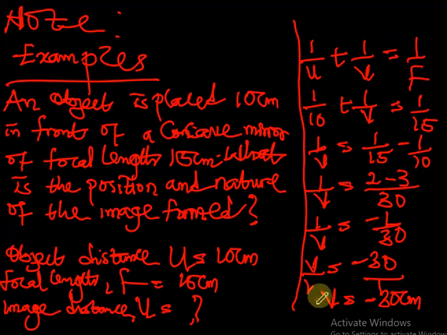Now this v here gives you the position. Now how do I get the nature? Take note, the image has a negative sign. That means the object is real while the image is what? Virtual. That is it. It forms an image that is what? Virtual. So the nature is it forms a virtual image. That is one question solved, which is example 1.